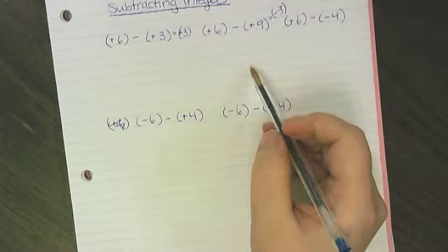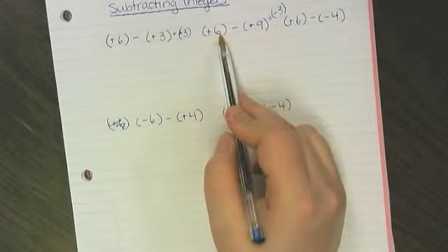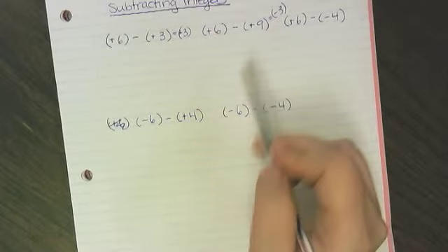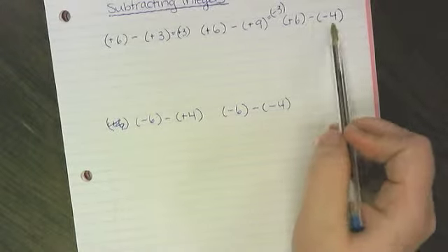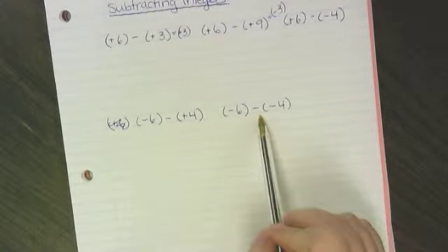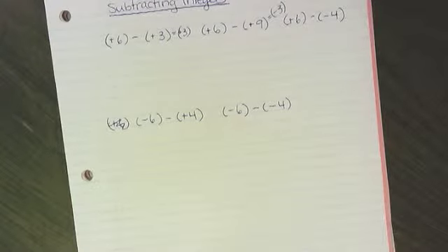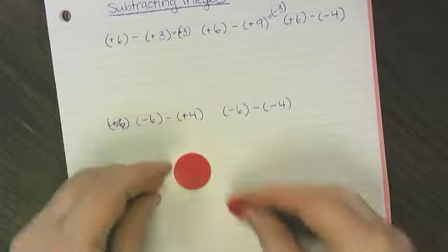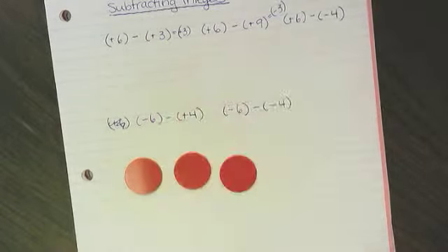Right? You're taking away a higher number than you start with, so it's going to be a negative number. Where it starts to get complicated is when you're taking away a negative number, or taking away a positive number from a negative number, or taking away a negative number from a negative number. Okay? This is where your chips actually are a lot more useful. So let's model this. Positive 6 minus negative 4.